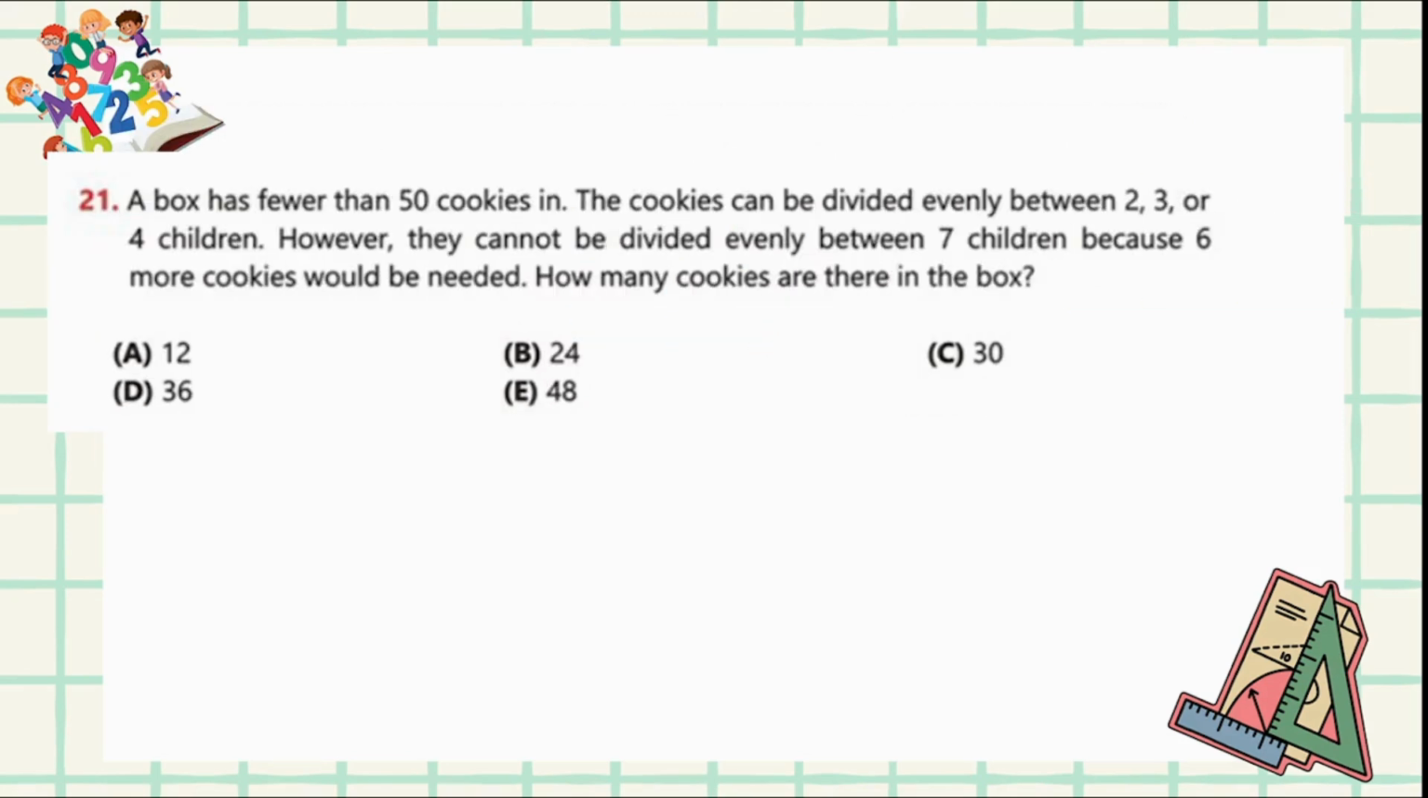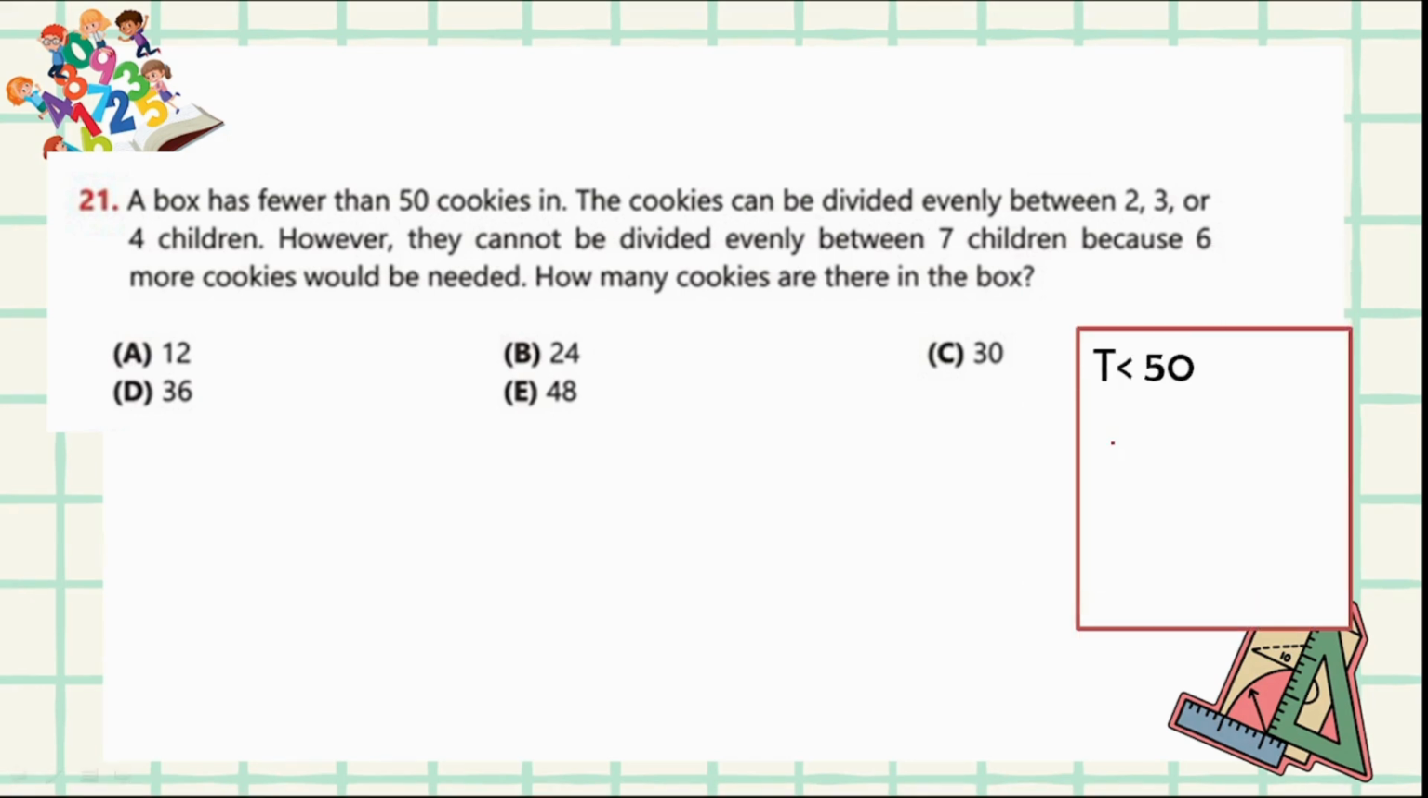Question number 21. A box has fewer than 50 cookies in. The cookies can be divided evenly between 2, 3 or 4 children. However, they cannot be divided evenly between 7 children because 6 more cookies would be needed. How many cookies are there in the box?